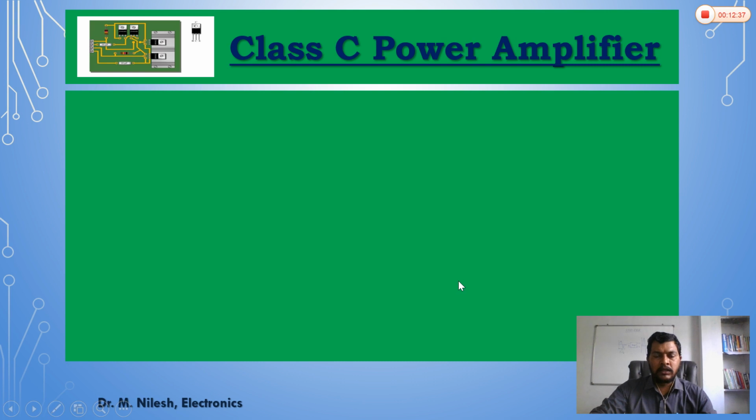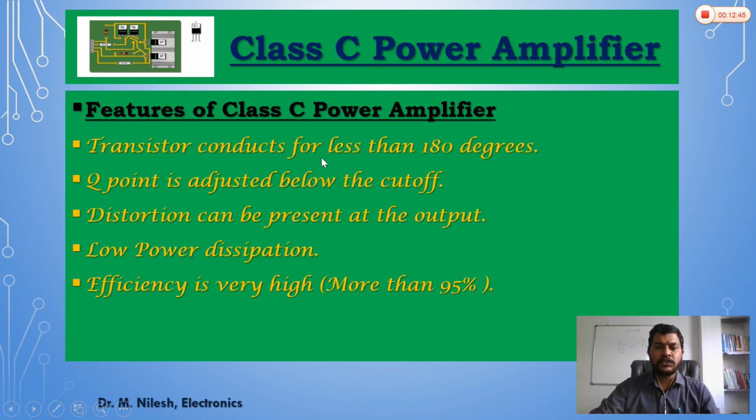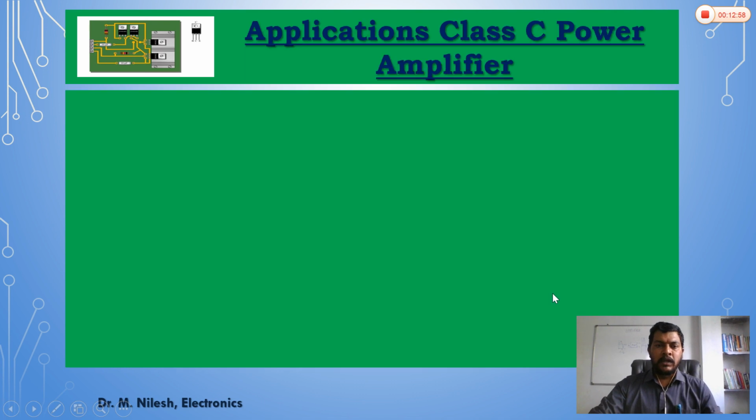And the last one is the class C power amplifier. The features of class C power amplifiers are: transistor conducts for less than 180 degrees phase. Q point is adjusted below the cutoff region. Distortion can be present at the output. Low power dissipation, but the efficiency is very high, that is more than 95%.